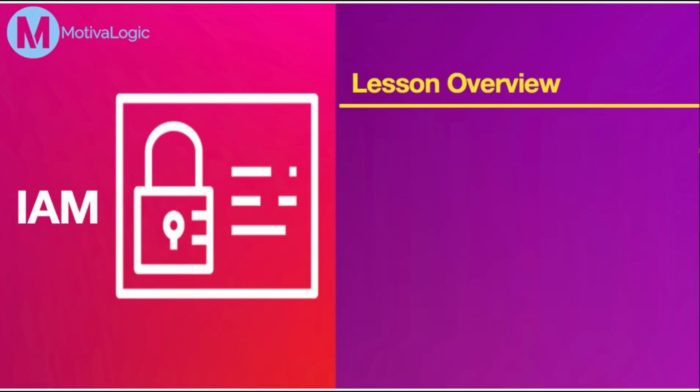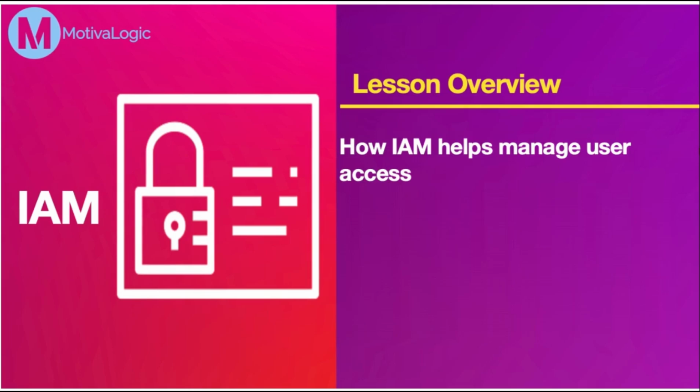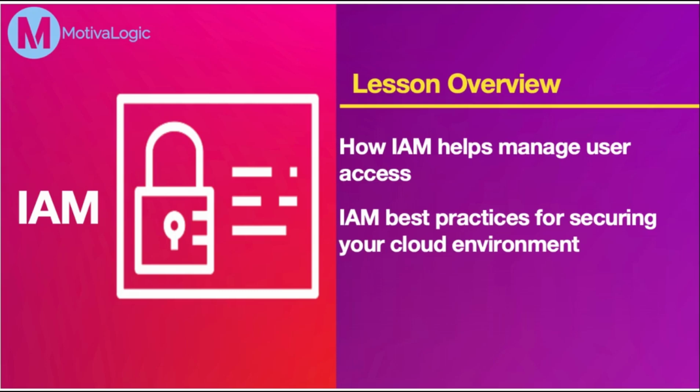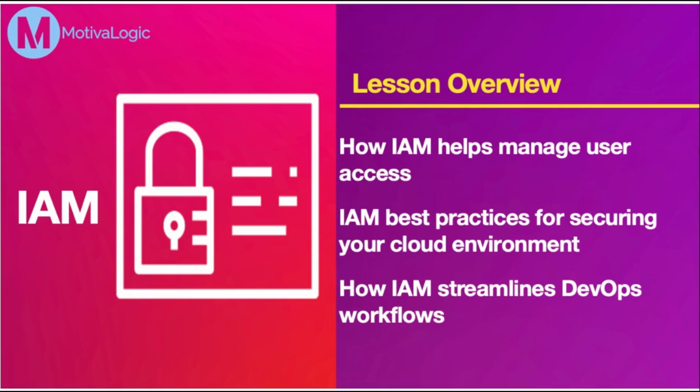In this video, we'll explore best practices for identity and access management, IAM, in AWS and how to implement secure, scalable, and efficient access control for your cloud infrastructure. By the end of this lesson, you'll understand how IAM helps manage user access and enforce the principle of least privilege, the key best practices for securing your cloud environment, and how IAM streamlines DevOps workflows and ensures efficient permission management across AWS accounts.